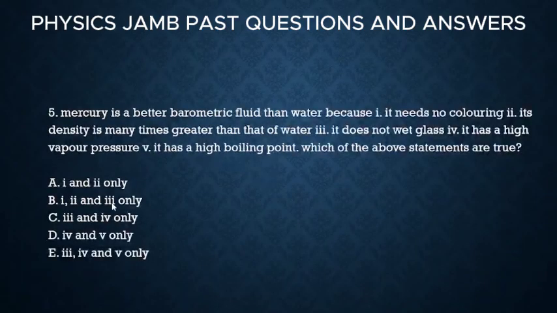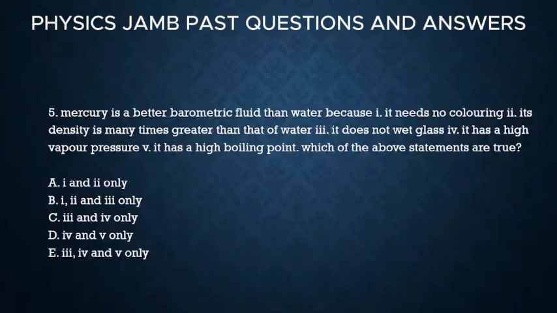Question number 5. Mercury is a better barometric fluid than water because: one, it needs no chlorine. Two, its density is many times greater than that of water. Three, it does not wet glass. Four, it has a high vapor pressure. Five, it has a high boiling point. Which of the above statements are true?